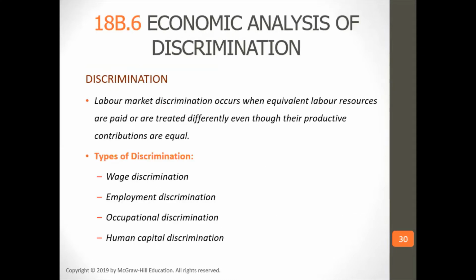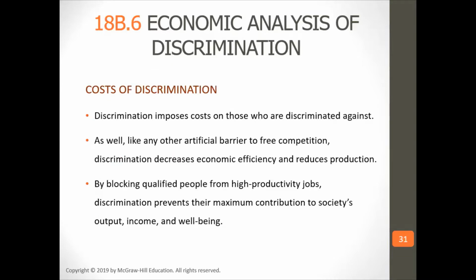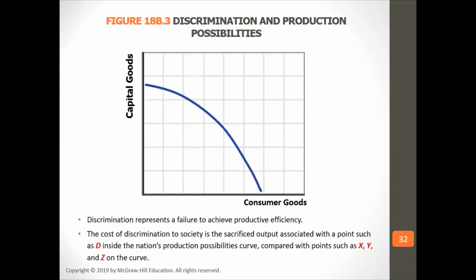So, discrimination. There's a lot of discrimination, including wage discrimination, employment discrimination, occupational discrimination, and human capital discrimination. Discrimination causes output to be lower than what we efficiently want. We don't make as much as we'd like, and our economy is not going to produce where it should be.